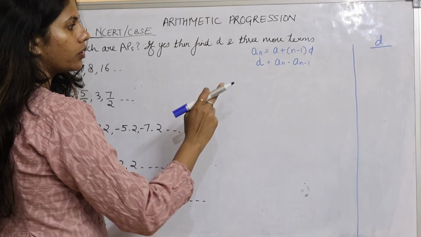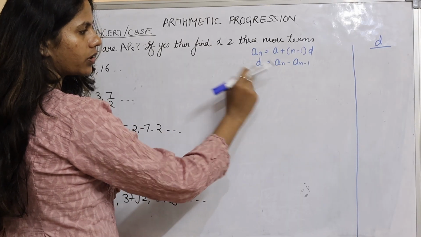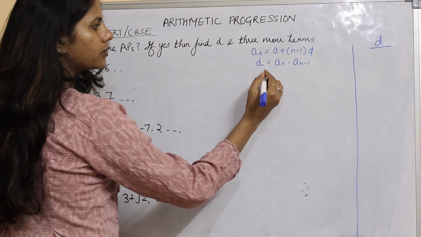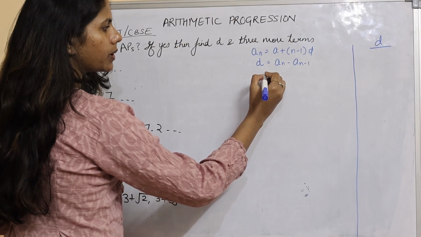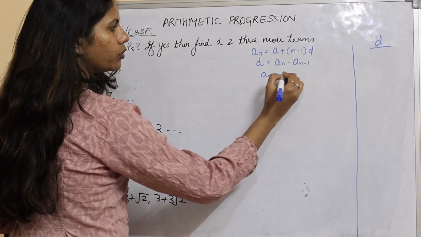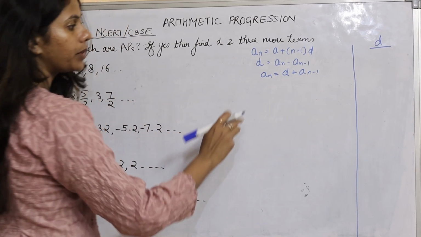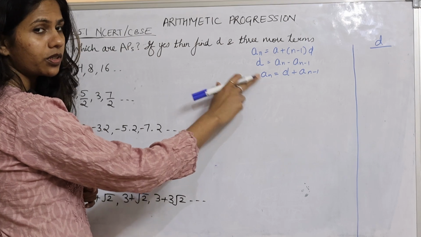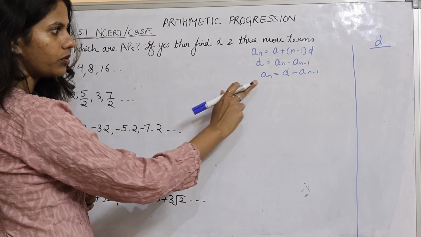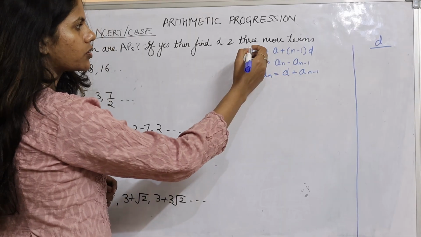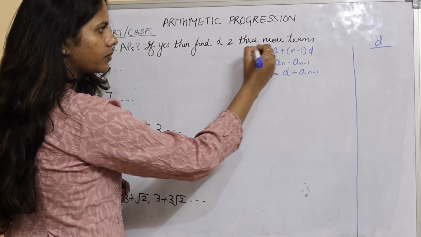Okay. Now, with this formula only, there is one more thing. If you just put it here, it will become an equals d plus a n minus 1. Means for the nth term you can also calculate by adding the common difference to the previous term. So remember these three things.